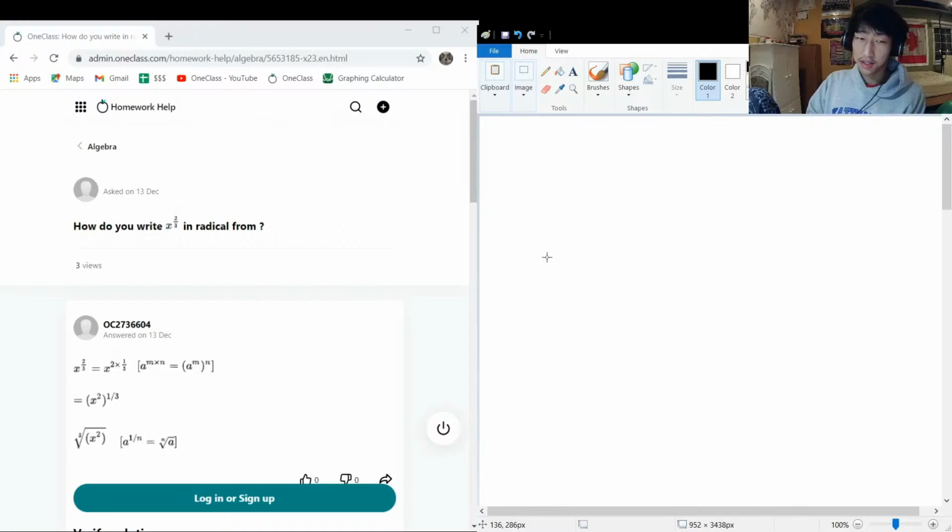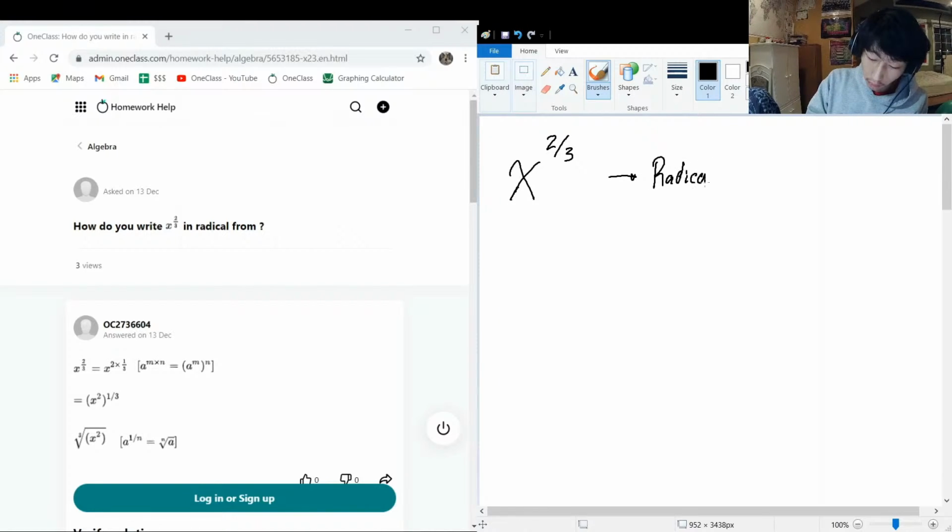Okay, so the next question that we got on the menu today is asking us, how do we write x to the power of 2/3 in radical form? I'll write that a little bit larger, because I imagine that could be a little bit difficult to see.